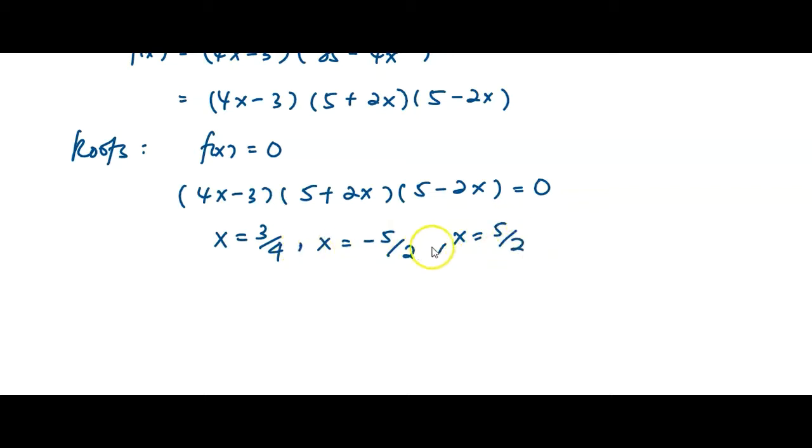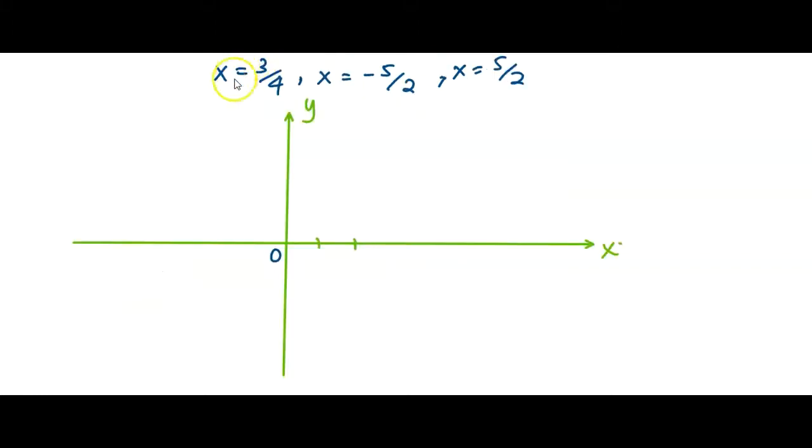So in total we have three roots. You can start to sketch these roots on your axis. 3 over 4 is 0.75, and it will be roughly here. -5 over 2 will be -2.5. 2.5 will be somewhere here, since this is 2. So this is the point -2.5, and this is 2.5. Now we're going to sketch a graph which passes through these three points.